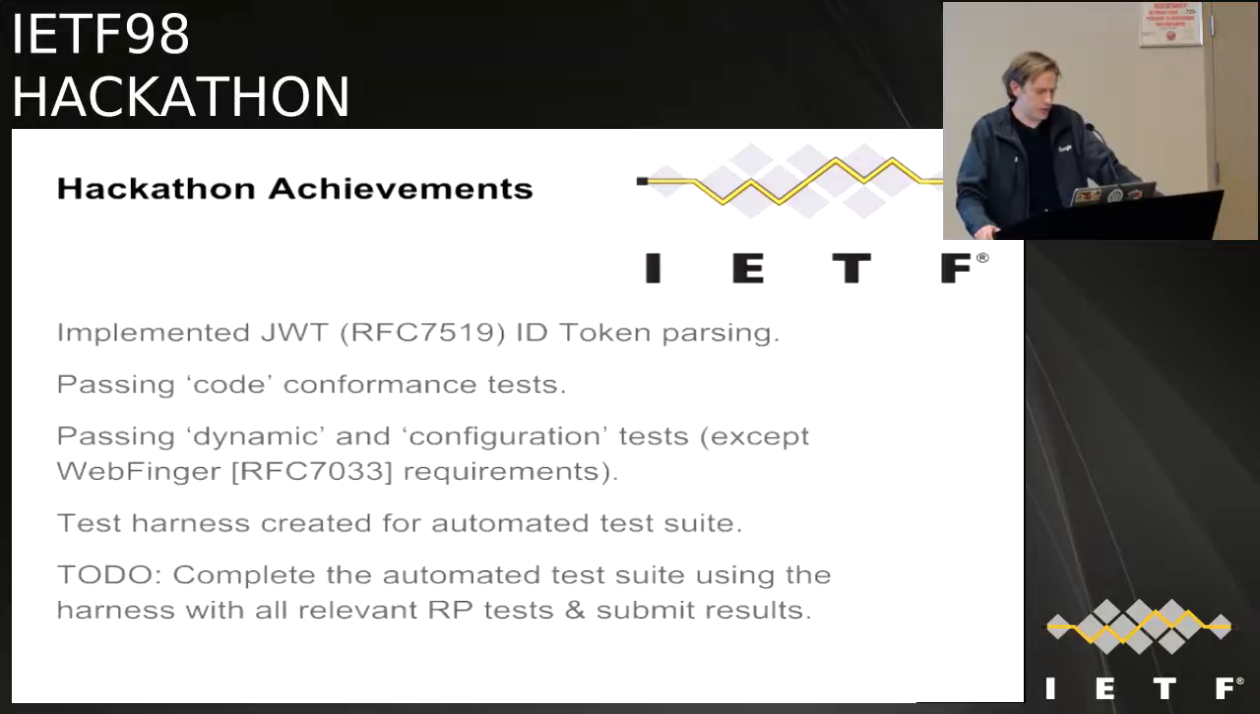In terms of the achievements, we got the JWT ID token passing implemented. We are theoretically passing the code, dynamic, and configuration tests if you exclude some WebFinger use cases. And the test harness, which was one of the stretch goals, has been created, but it's not fully configured yet to run through all the tests. So some of the follow-up work is going to be fleshing out that test suite, adding more of the tests in, and then finally submitting those results. So yeah, that's what we did.